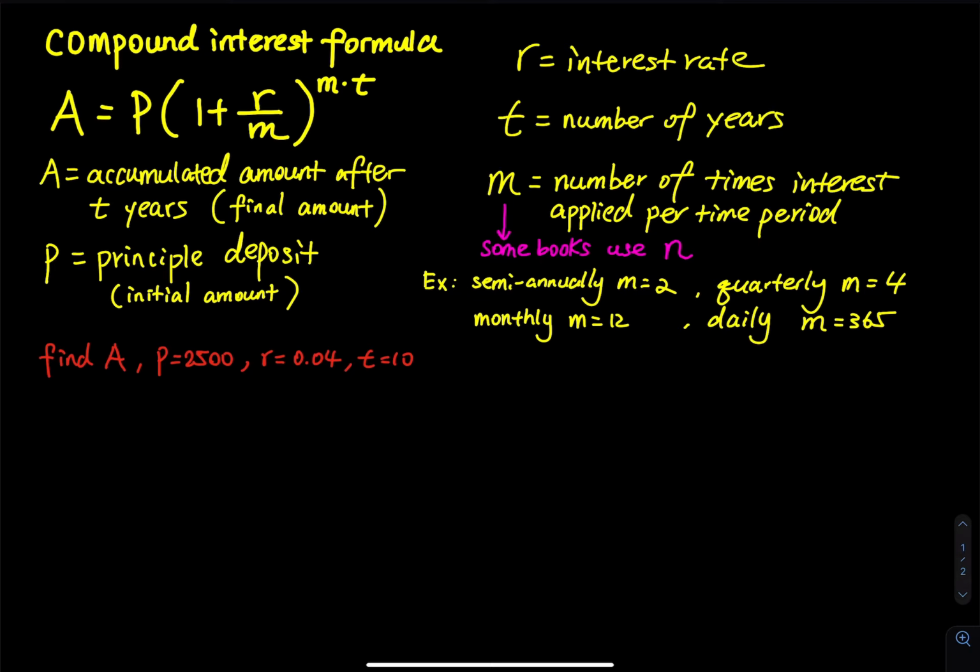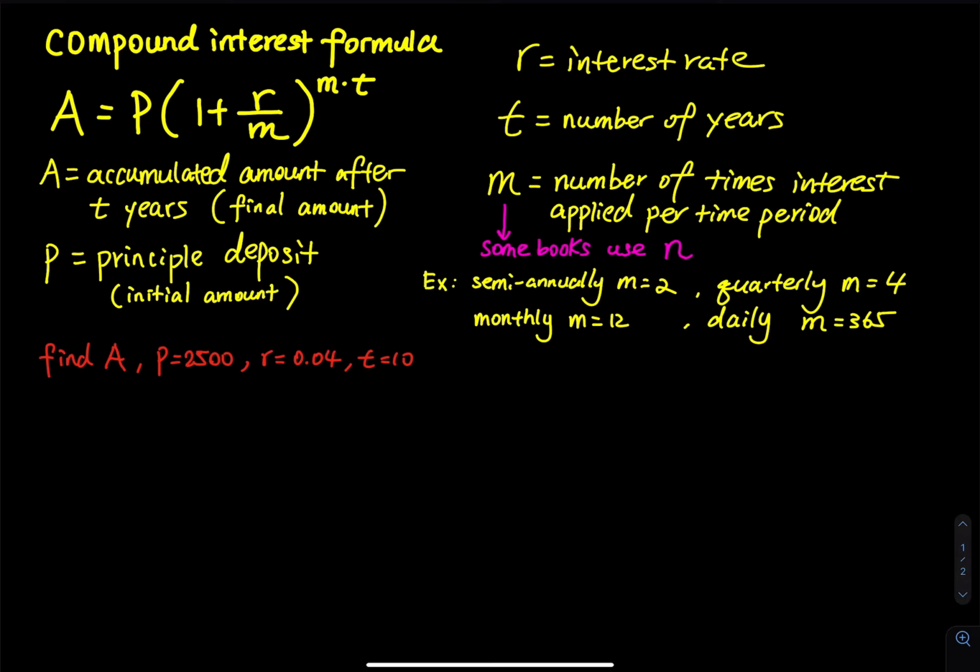So let's say you are trying to make a deposit to the bank. Today you deposit $1,000 to the bank, then that $1,000 is your P, which equals the deposit. Some textbooks call that the initial amount. Let's say 20 years later, with some interest rate, you are trying to find out how much you will get. The amount that you get from the bank in 20 years is called A, the accumulated amount after t years, or you can simply call that the final amount.